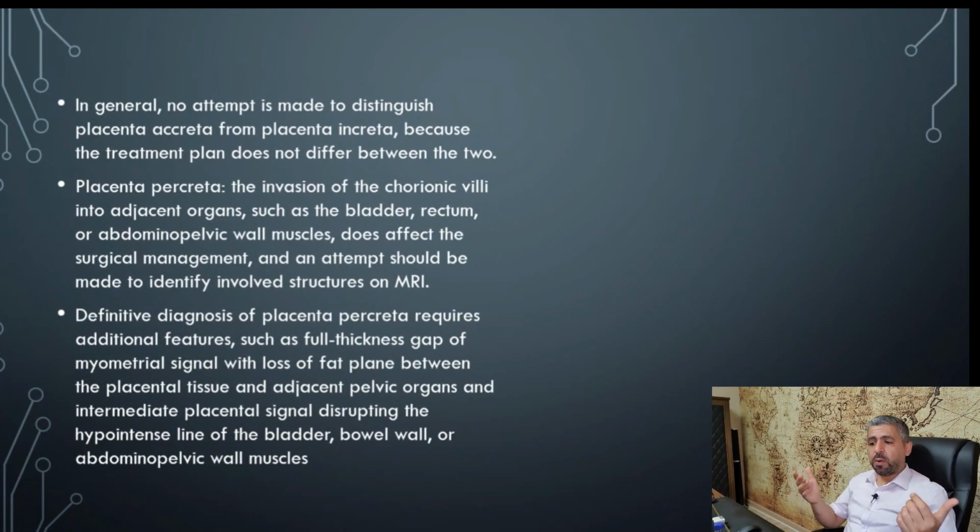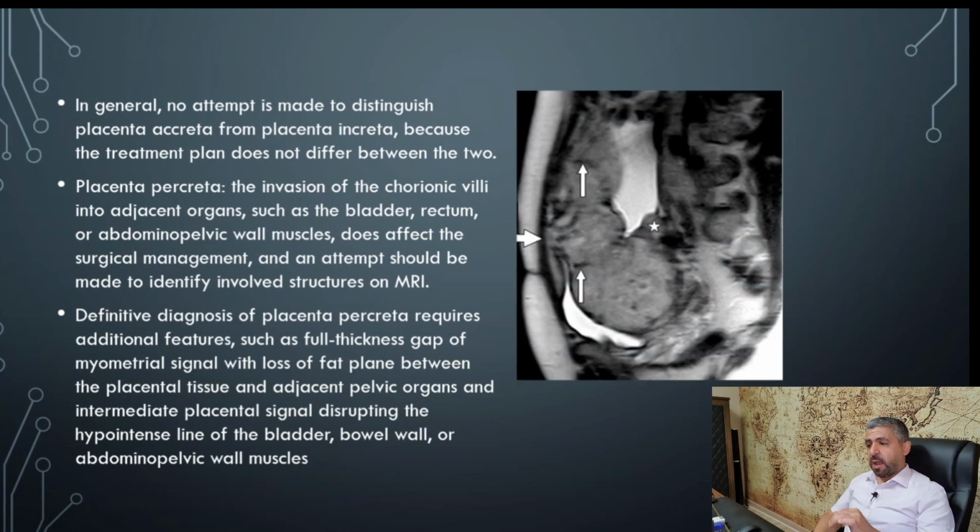So in order to definitely diagnose placenta percreta, we need additional features like full thickness gap of the myometrium, loss of the fatty signal intensity surrounding the uterus or surrounding other adjacent structures, or presence of irregularity in the wall of the urinary bladder or bowel wall or the abdominopelvic wall muscles. So we need other features to diagnose placenta percreta.